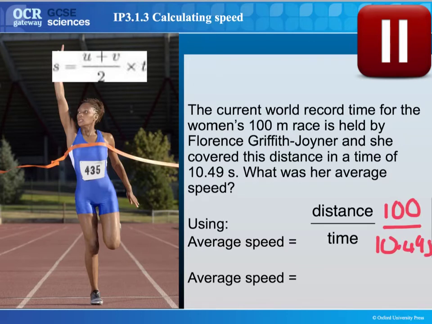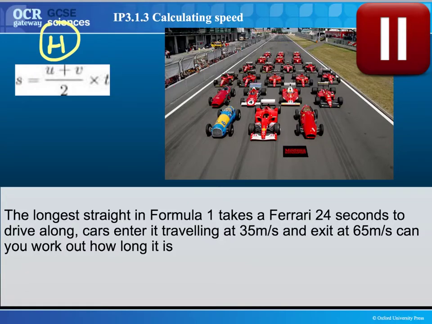That gives you an average speed of 9.53. Checking your units: the distance was meters, the time was seconds, so the units for speed are meters per second. Here's another example. You might want to pause again, try and give yourself a chance to work this out yourself before I go through the solution.